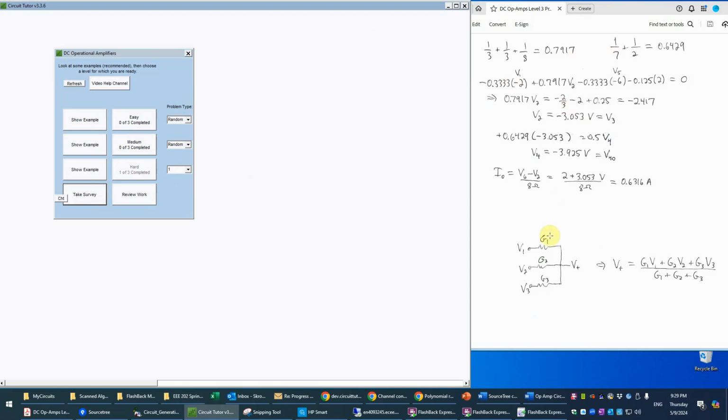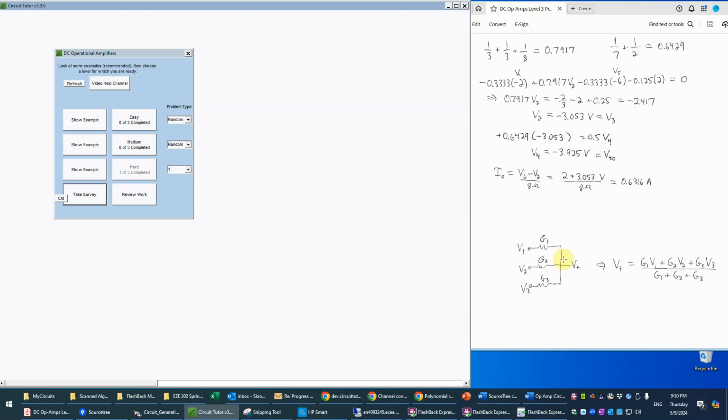So I did want to discuss sort of the idea of this problem. We basically had 3 input voltages connected to a common point, which was the positive input of the op amp, through, I'm going to call them conductances because that makes it easy, G1, G2, and G3. And what is this circuit really?